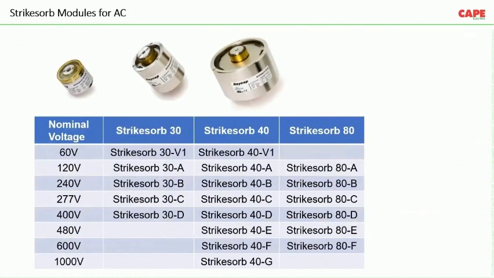So these are the various models available for bus bar mounted SPDs: Strikesorb 30, 40 and 80. They come in various nominal voltages: 60 volt, 120 volt, 240 volt, 277 volt, 400 volt, 480 volt, 600 volt and 1000 volt. Based on the voltage, we have certain models like Strikesorb 30 A, B, C and D, Strikesorb 40 A, B, C, D, E, F and G, and Strikesorb 80 A, B, C, D, E and F. So these are the various models available in the Strikesorb series of SPDs.